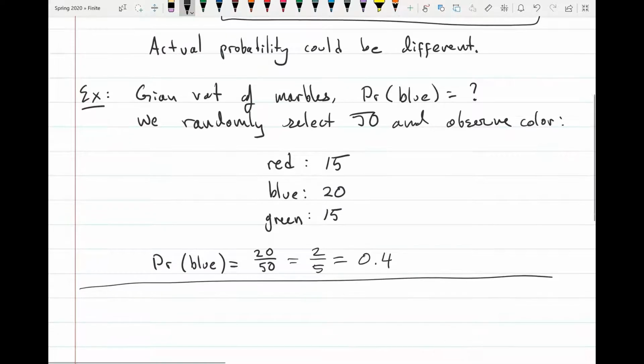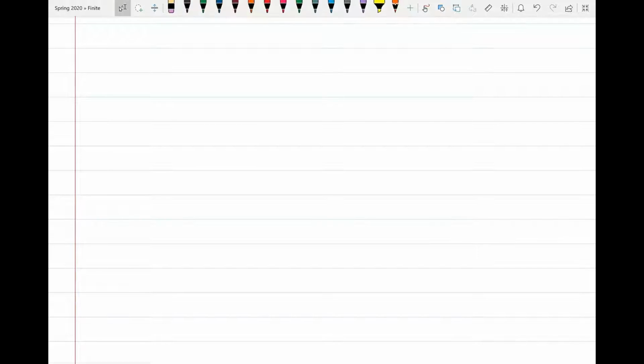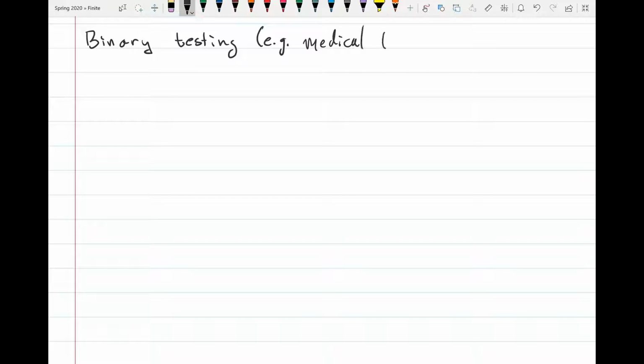Okay. Now the next concept is slightly different and applies to binary testing, really medical tests. So binary testing, e.g. medical tests, and what makes it a binary test is that it's either positive or negative. Right? There's just these two outcomes.